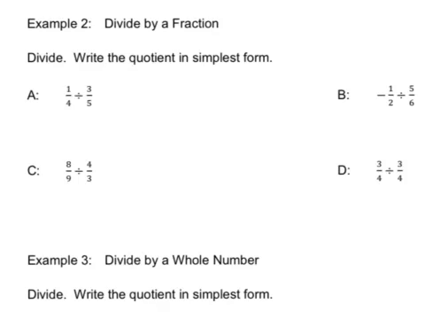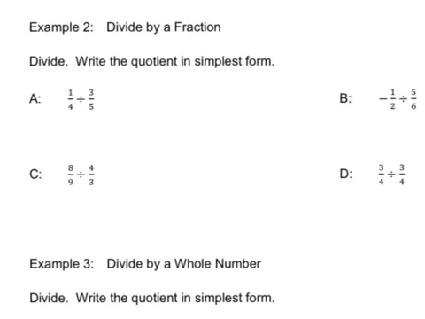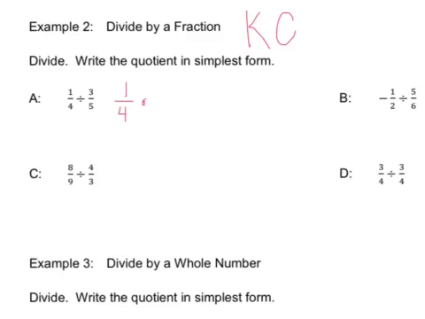For example 2, we are asked to divide and then write the quotient in simplest form. Remember, you always need to simplify your fractions. So to divide, you keep the first number. Then you change to multiplication. And then you flip the second number. So it becomes 5/3. I've heard a lot of people say KCF for this. Keep, change, flip. That is how you divide fractions.